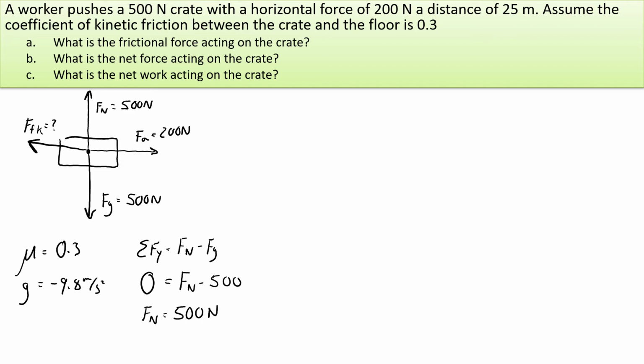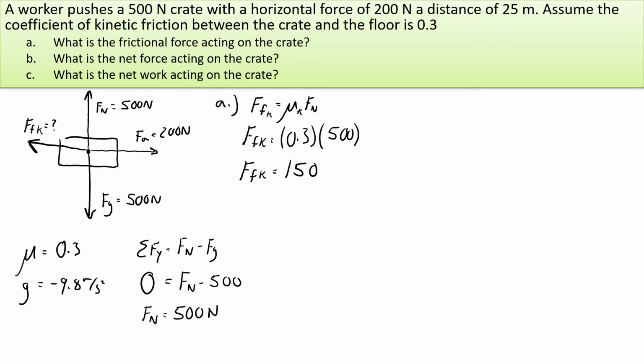Part A wants you to find the frictional force acting on the crate. So we could say F_f is equal to mu F_n, and we're looking at the kinetic. So you substitute in, and you solve. The frictional force is equal to 150. What are the units for frictional force? Newtons. I know some of you said joules. I almost said joules, but I didn't. So the frictional force is equal to 150 newtons.